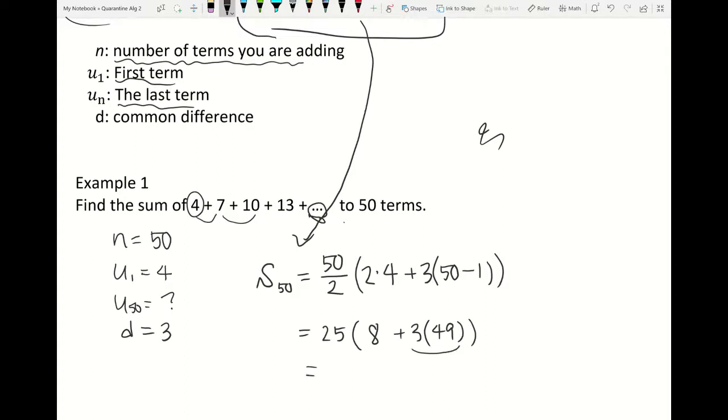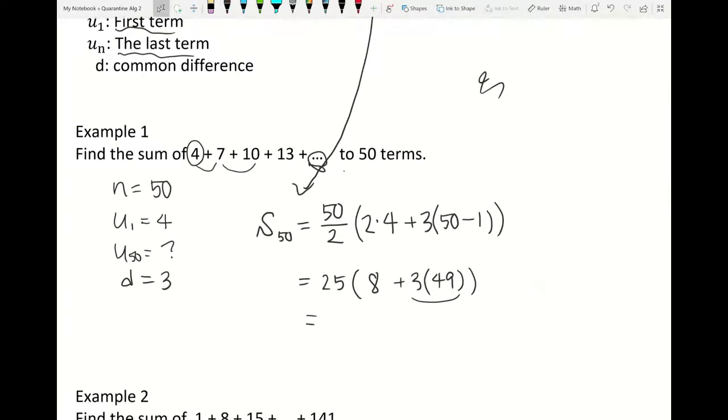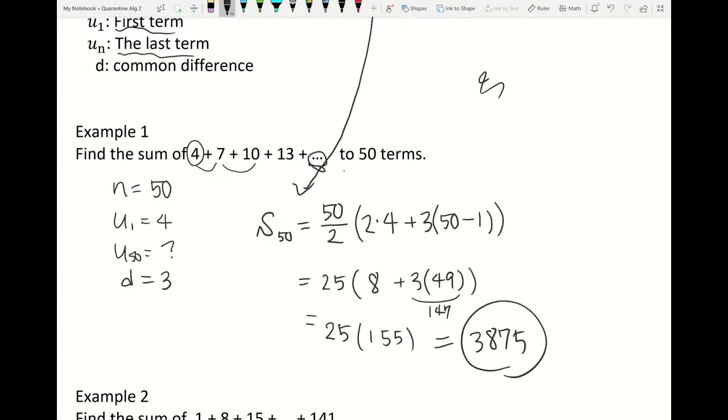Now we gotta do multiplication first. So let's do 3 times 49, which is 147. So 8 plus 147 is going to be 155. So 25 times 155, which is 3875. So if you add all 50 terms of this sequence, the total is going to be 3,875. Okay?